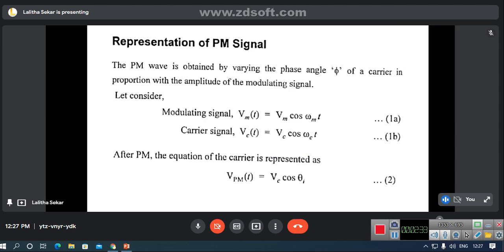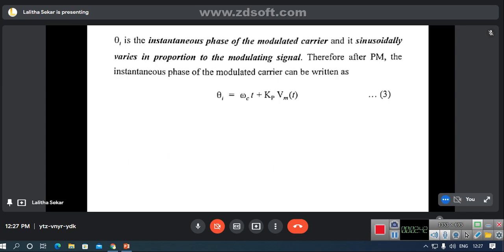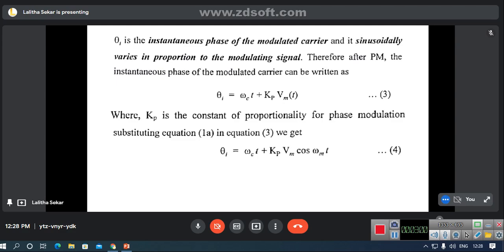After phase modulation, the equation becomes Vpm of t is equal to Vc cos theta i. Here theta is the instantaneous phase of the modulated carrier, and it varies sinusoidally in proportion to the modulating signal. Therefore, the instantaneous phase of the modulated carrier can be written as theta is equal to omega ct plus kp into Vm of t. Here kp is the constant of phase modulation. Substituting in the above equation, theta is equal to omega ct plus kp Vm of t.